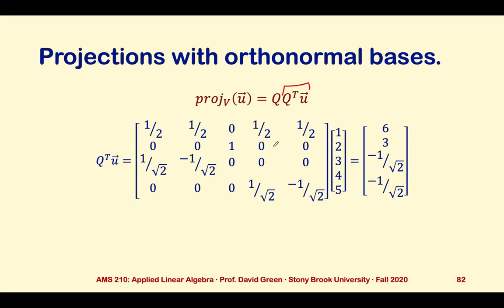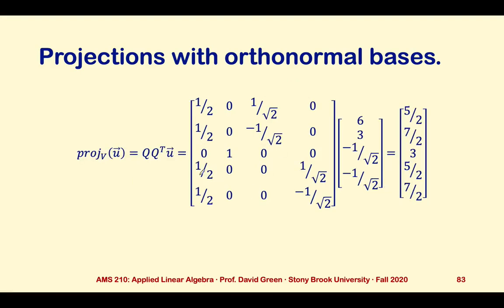1 over root 2 minus 2 over root 2 plus 0 plus 0 plus 0 gives us negative 1 over root 2. And 0 plus 0 plus 0 plus 4 over root 2 minus 5 over root 2 also gives us negative 1 over root 2. Now that we have that piece, we're ready to compute the second portion. We simply substitute in the value we just calculated for Q transpose u, and now multiply it with our matrix Q.